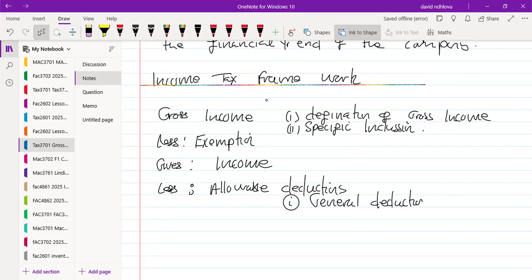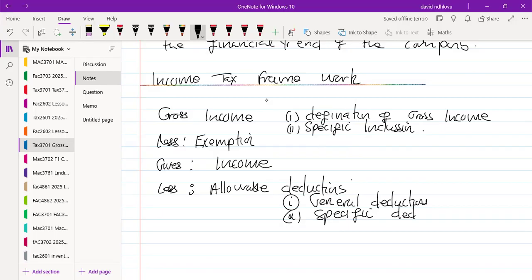Right, we have what we call general deductions. So that is general deductions. Right, then we have what we call specific deductions.